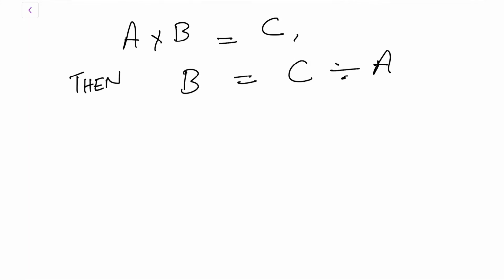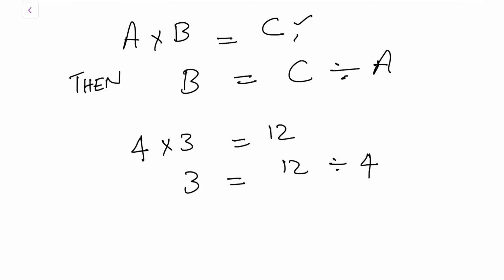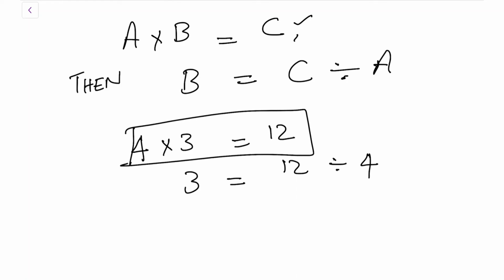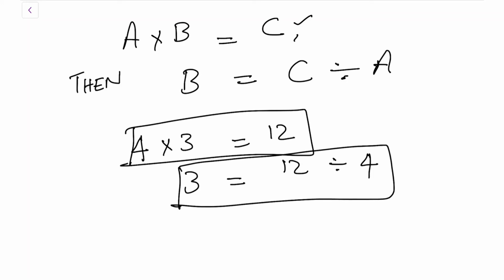So in other words, if I have to take an example, if A is 4, 4 into 3 is 12, then 3 will be 12 divided by 4. As you can see, 4 into 3 is equal to 12. This equation can also be written as 3 is equal to 12 divided by 4. We are going to use this concept to solve this word problem.